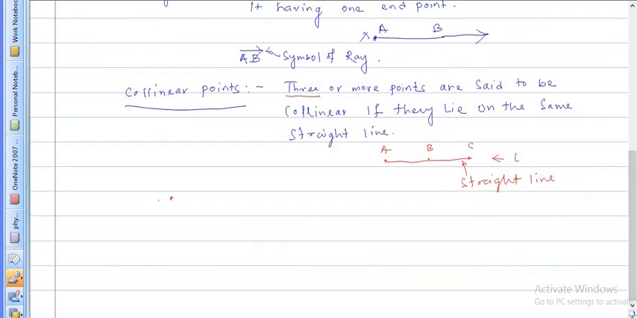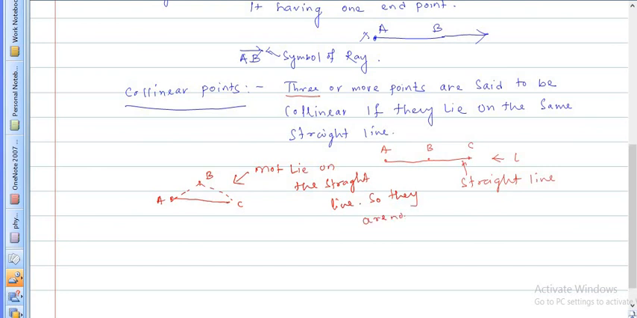Now see how. If A, B, C are 3 points, do these 3 points lie on the same straight line? No. These are 3 points which do not lie on a straight line. So they are not collinear. Now you should remember this. You should have understood this. Yes or no? Very simple.